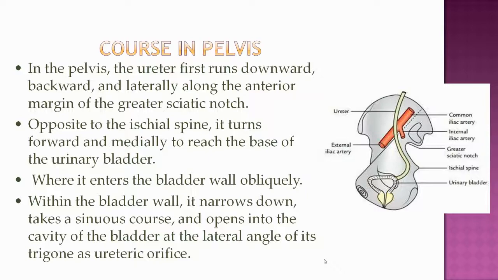Now we'll see the course in the pelvis. In the pelvis, the ureter first runs downward, then backward, then laterally along the anterior margin of the greater sciatic notch. Opposite to the ischial spine, it turns forward and medially to reach the base of the urinary bladder, where it enters the bladder wall obliquely. Within the bladder wall, it narrows down, takes a sinuous course, and opens into the cavity of the bladder at the lateral angle of its trigone as the ureteric orifice.